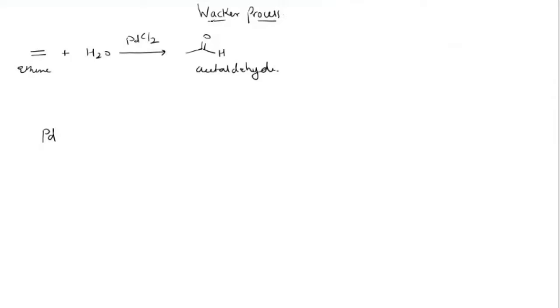Now let us study the Wacker process. Okay, now what is the Wacker process? In this reaction, you convert ethene to acetaldehyde. Now there are many related reactions also, which work on a similar basis.